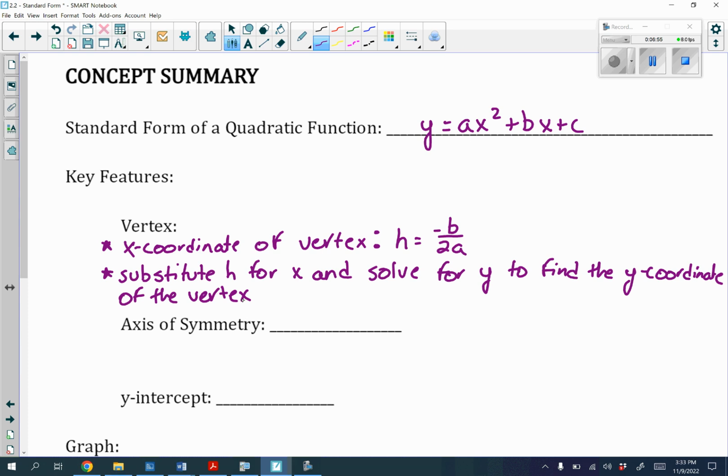Now let's talk about axis of symmetry. That is always, don't forget, always write the equation x equals, and then that's going to be the x value of our vertex, which we use by finding opposite of b over 2a.